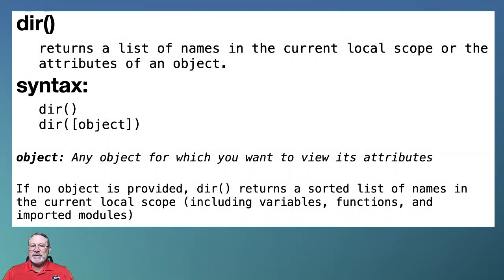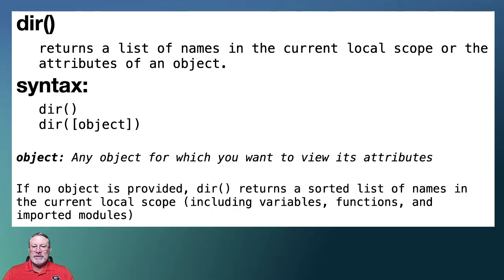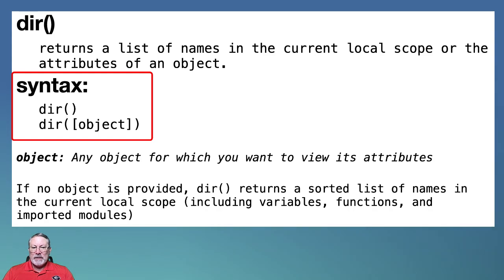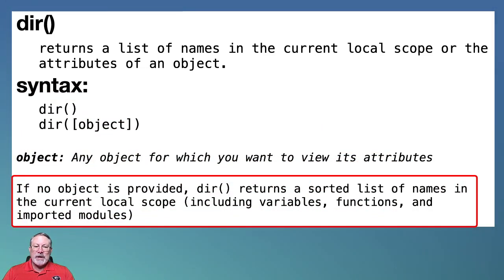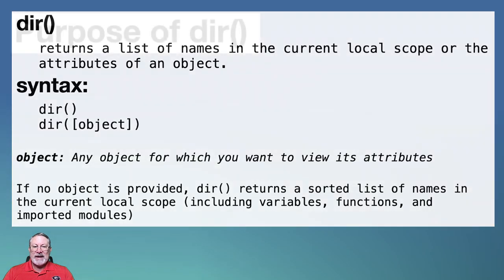The dir function is a built-in Python function that returns a list of valid attributes and methods of an object. If no object is passed, it returns the names in the current scope. Here's the syntax. The object parameter is optional. If you don't provide it, dir will return the current scope's attributes.